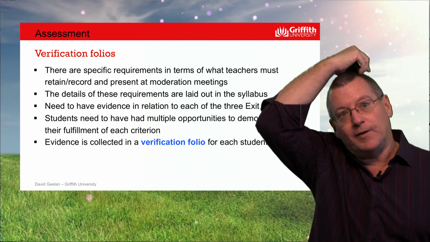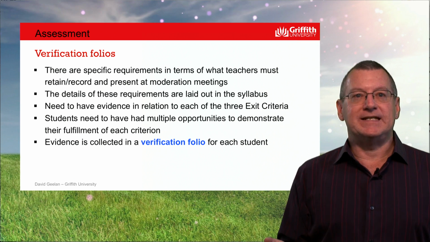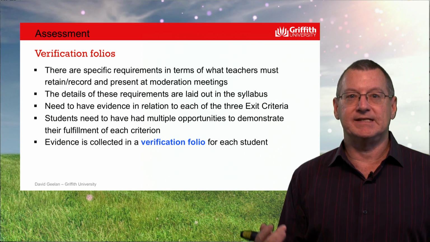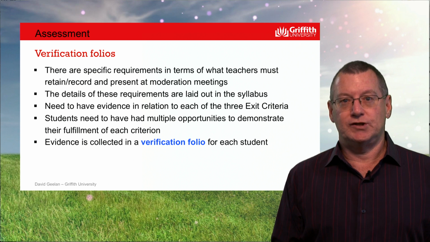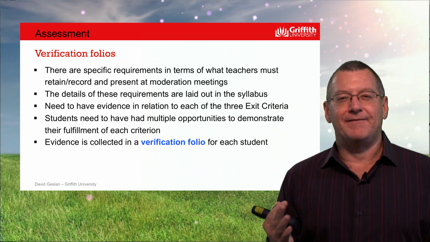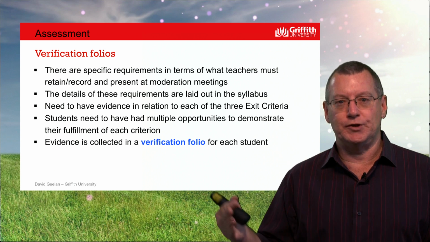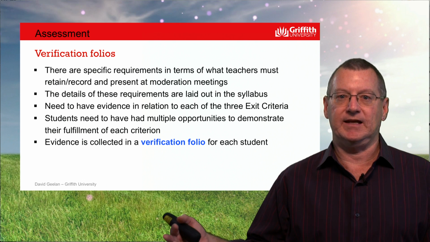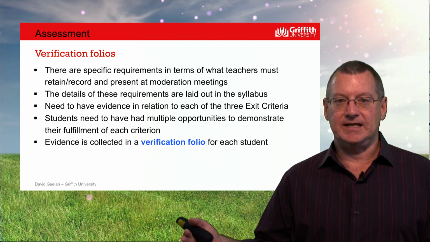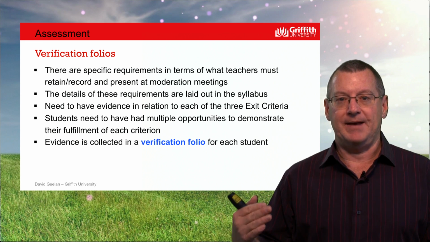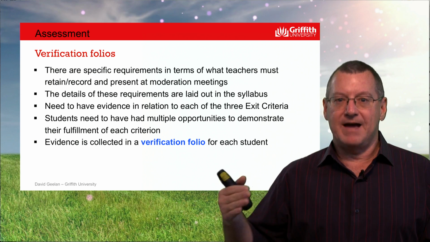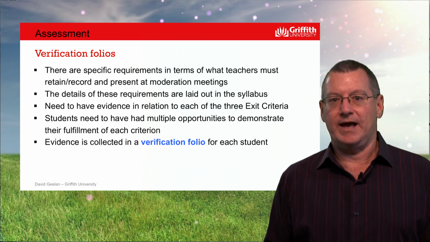So in the verification folio, there's lots of detail on the syllabus on that. I'm just giving you a quick rundown of bits and pieces. You need evidence in relation to the 3 exit criteria and to make judgments about those. And students should have multiple opportunities to demonstrate the criteria across the 2 years. So they should be able to do something in year 11 and do something similar in year 12. It might be with a different content topic. It might be with coming back to that content topic at a higher level, but they have multiple opportunities to demonstrate what they know and can do.